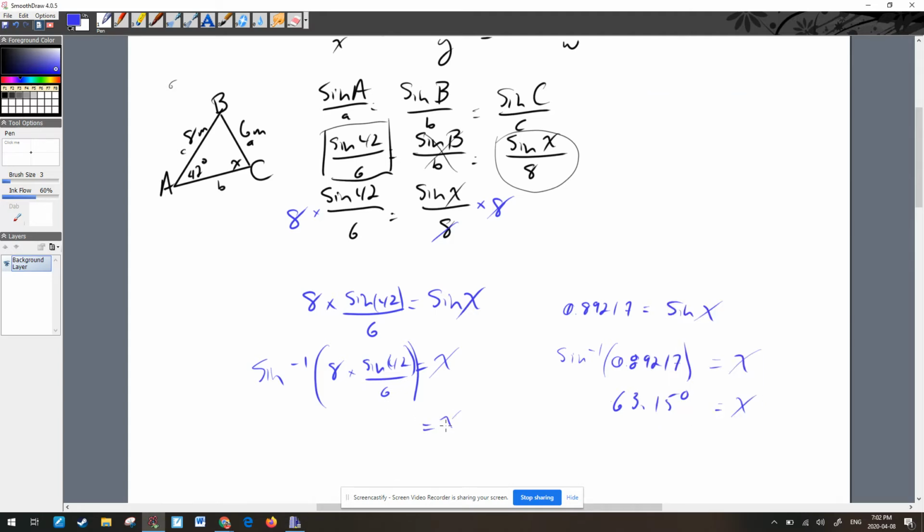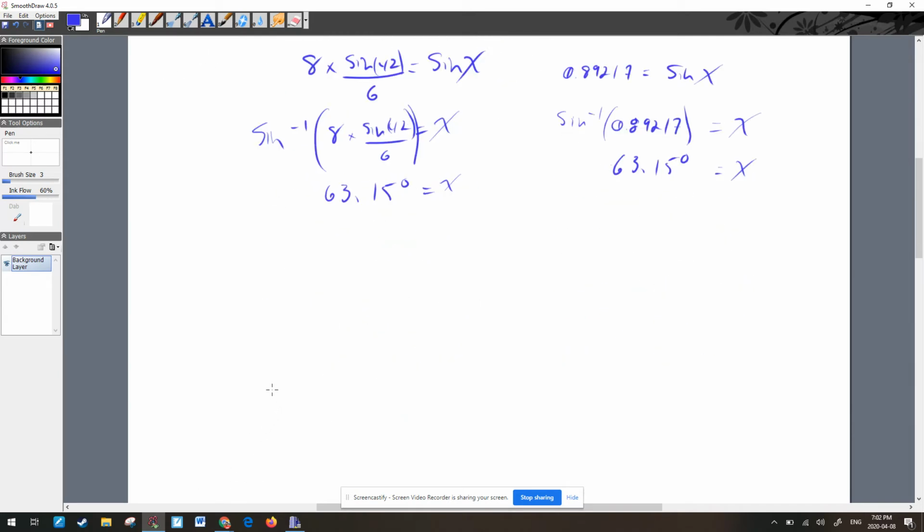Okay, so there it is. X equals 63.15 degrees. And really, that's it. That is the method that we're going to use for solving for angles.